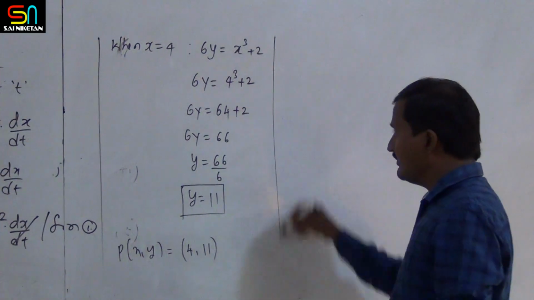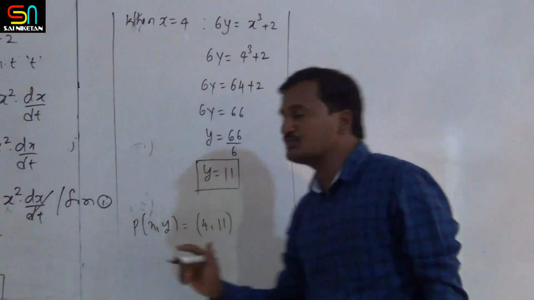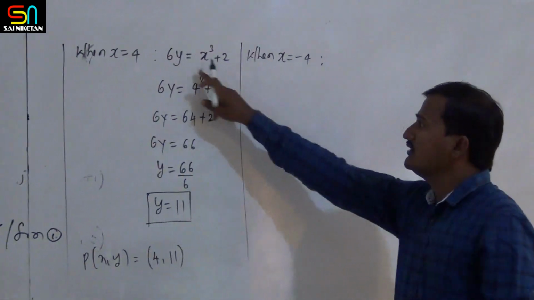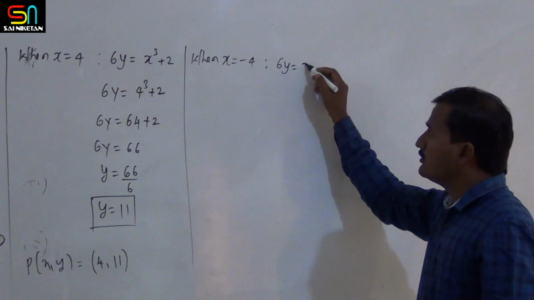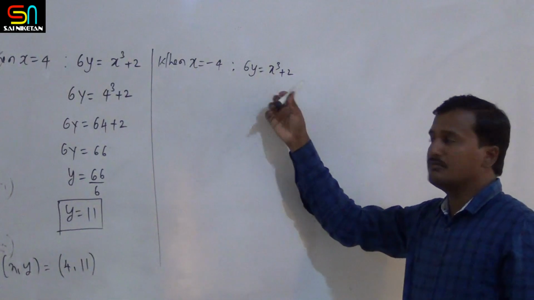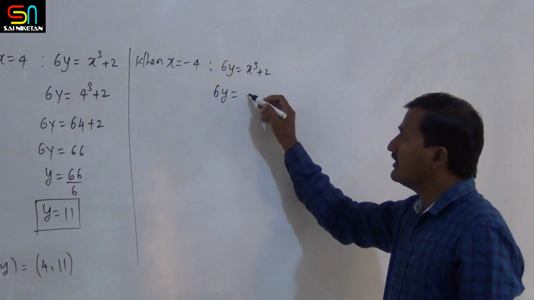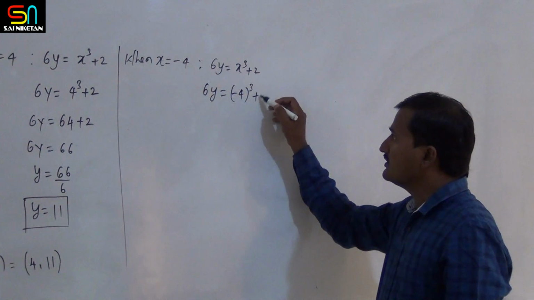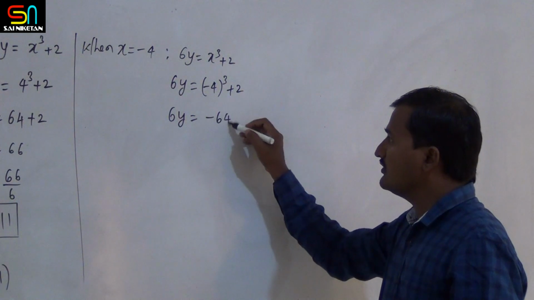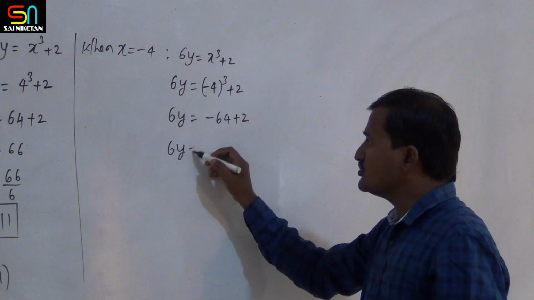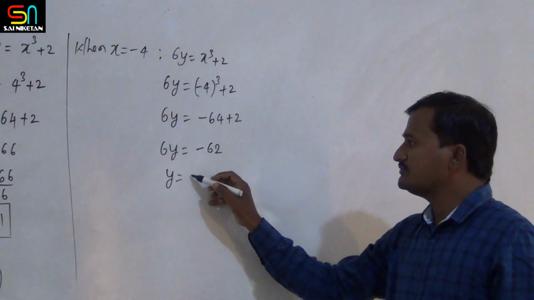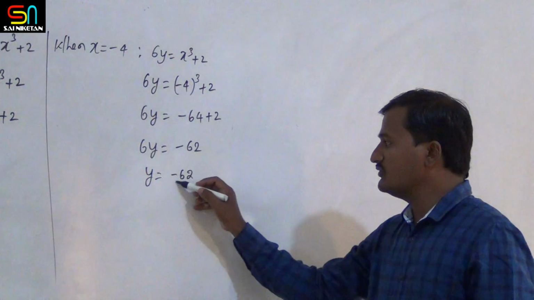Now, again we have to substitute the value of x equal to minus 4. So here I will write when x is equal to minus 4. This is the curve. 6y is equal to x cube plus 2. Now I have to substitute the value of x equal to minus 4. So clearly you are getting 6y is equal to minus 4 whole cube plus 2, or 6y is equal to minus 64 plus 2, or 6y is equal to minus 62. Or y is equal to minus 62 divided by 6.